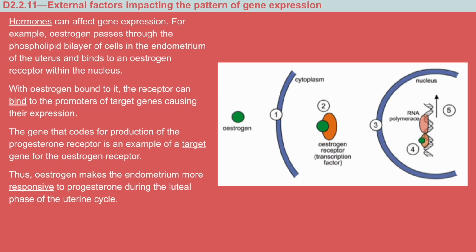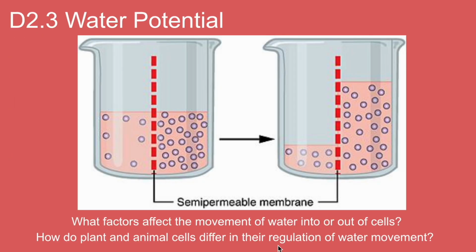Finally, just know that hormones can also affect gene expression. Here we can see estrogen binding to an estrogen receptor. This then can bind to that promoter region and allow for a gene to be expressed. All right, let's move on to D2.3, our final slideshow for this unit.